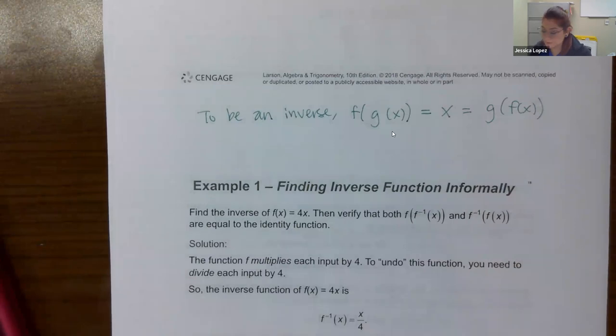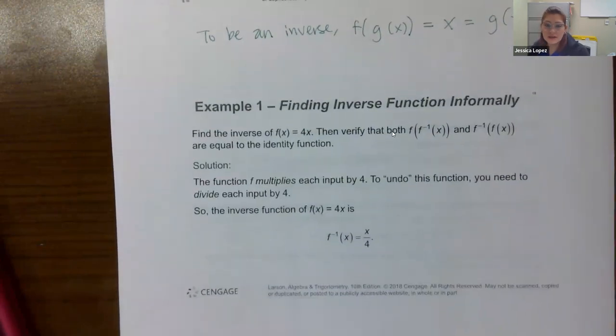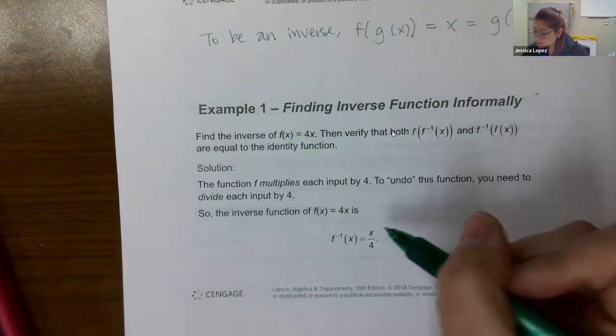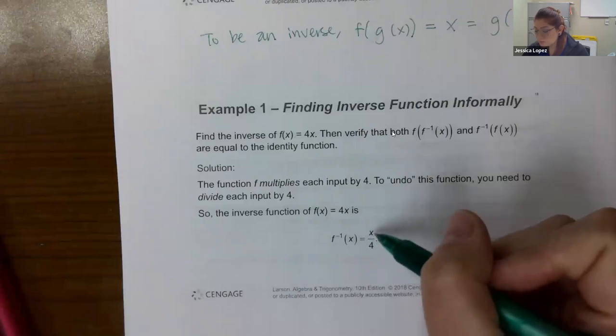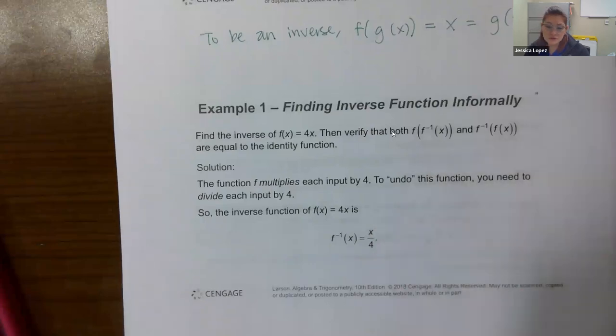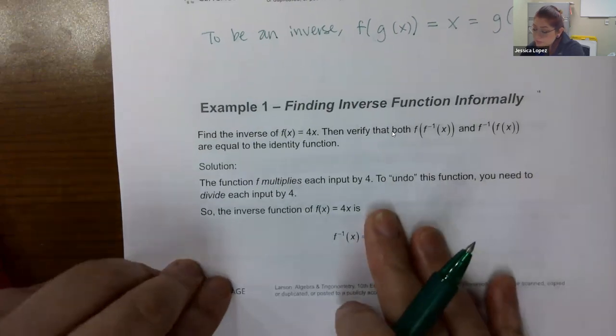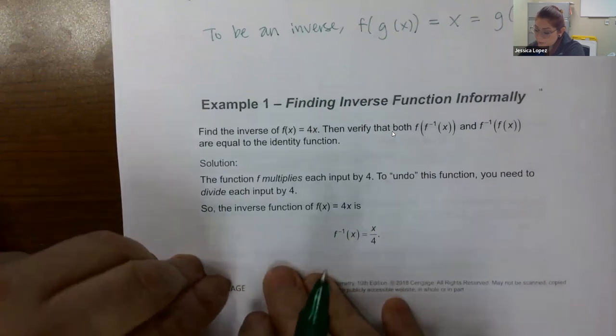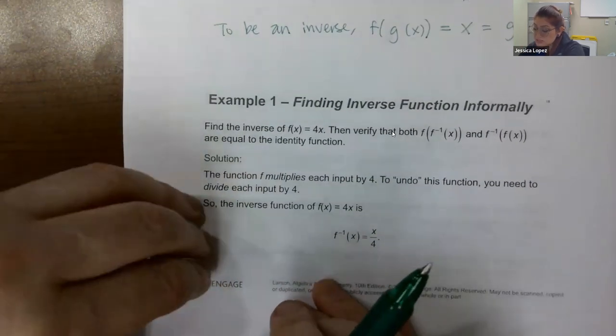Okay, so here they're saying find the inverse of f of x equals 4x. And they're saying notice that this function multiplies every single input by 4. So how do you undo multiplying by 4? You divide by 4, right? So they're saying, well, we'll take all of those outputs and inputs and we'll divide them by 4. And the multiplying by 4 and the dividing by 4 should undo each other. Well, that's their goal, their hope, right? They're thinking that that's what's going to happen. So let's verify that that's true.